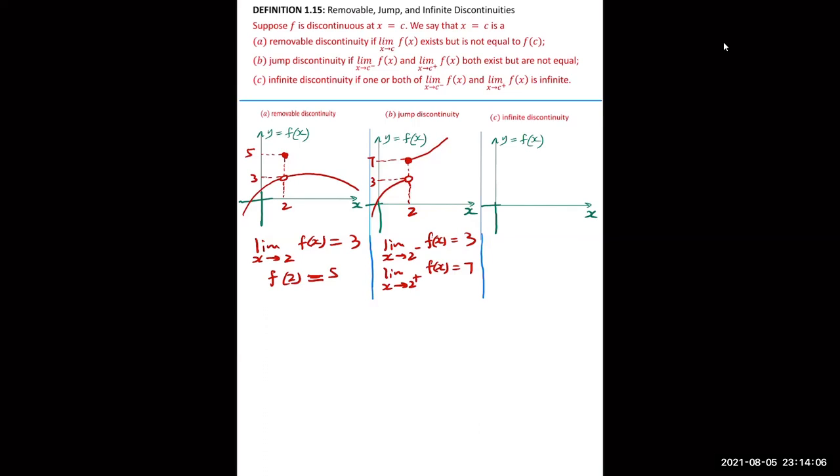And then the next type of discontinuity is infinite discontinuity. Here is an example. Suppose you have a vertical asymptote here. The graph of f of x looks like this.